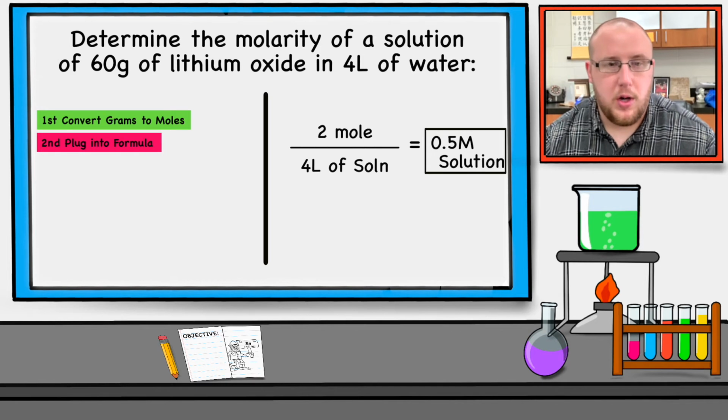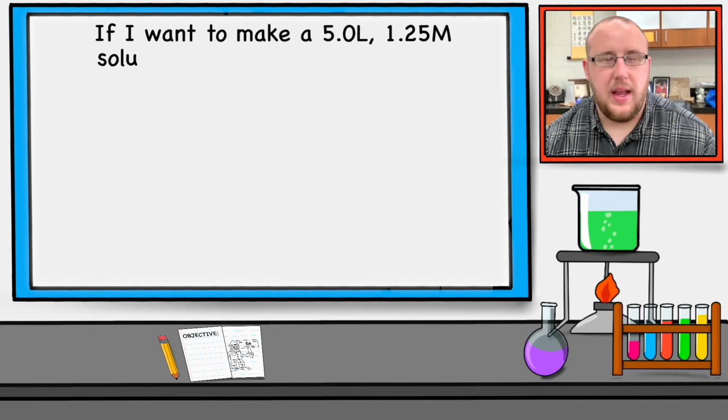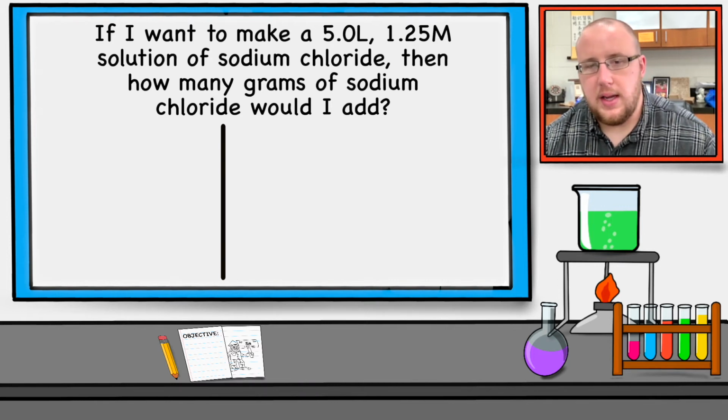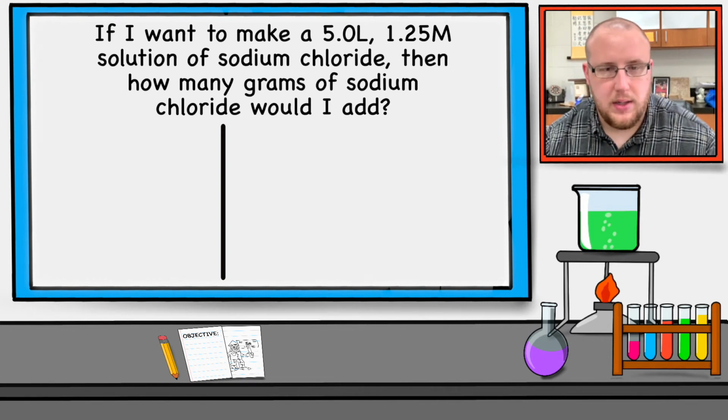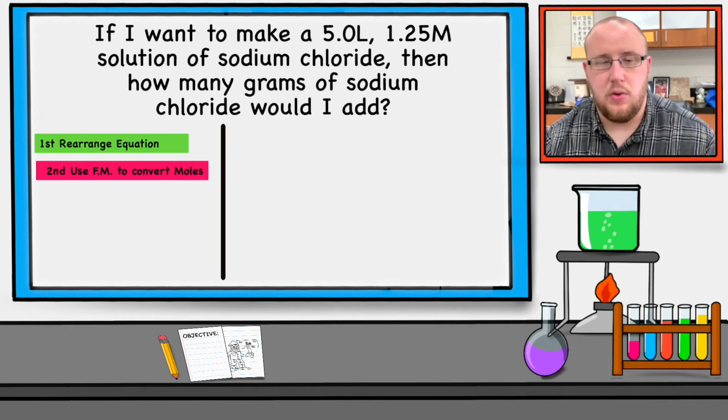Okay, one more molarity problem before we go on to molality. This one we are going to actually work backwards. If I want to make a 5 liter 1.25 molar solution of sodium chloride, then how many grams of sodium chloride would I have to use? Well, we are given our molarity and the liters of solution, but we are not given the number of moles of sodium chloride. So first we're going to have to rearrange the equation for molarity so that we can get the number of moles of sodium chloride within the solution. Then we are going to have to take those moles, and using our formula mass, we're going to use that to determine the mass of the sodium chloride.